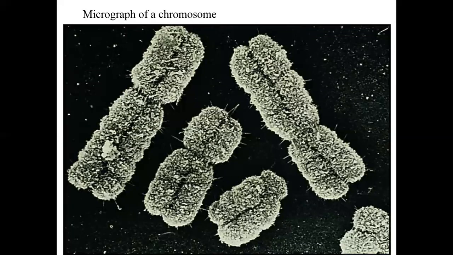And this is the micrograph of a chromosome. This is the metaphase chromosome, which can be seen under a light microscope with some stain. And during the cell division, the chromosomes are condensed so that upon staining, they can be visualized under the microscope.